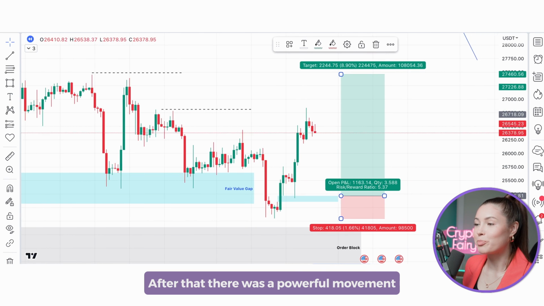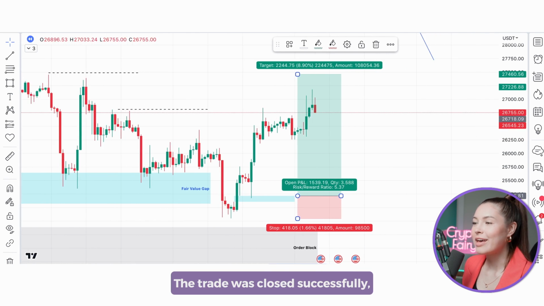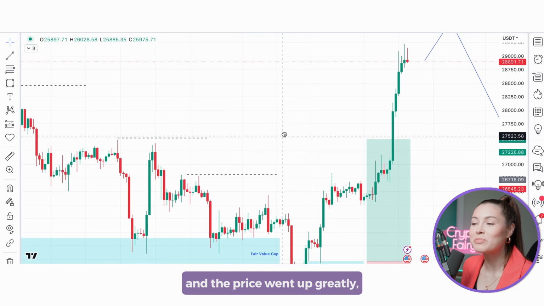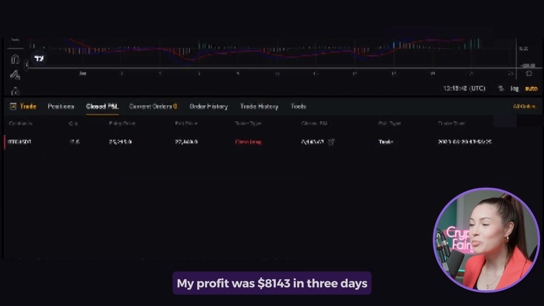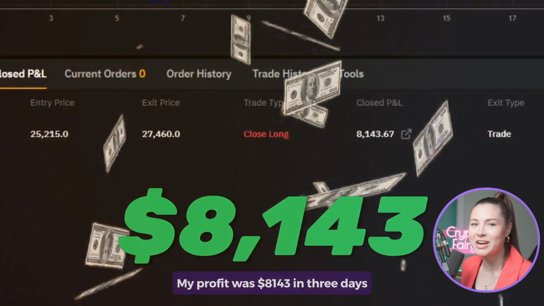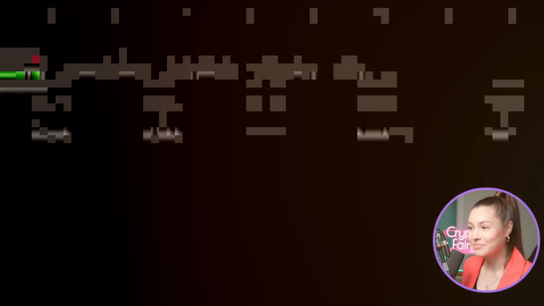After that, there was a powerful movement. The trade was closed successfully and the price went up greatly, as you can see. My profit was $8,143 in just 3 days. More than $8,000 in just a few days.